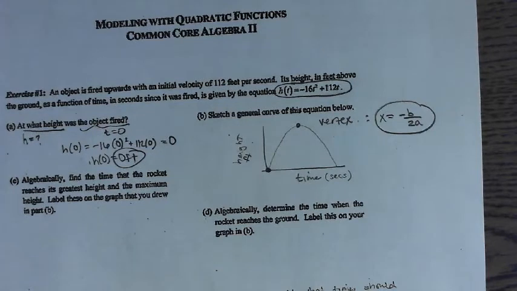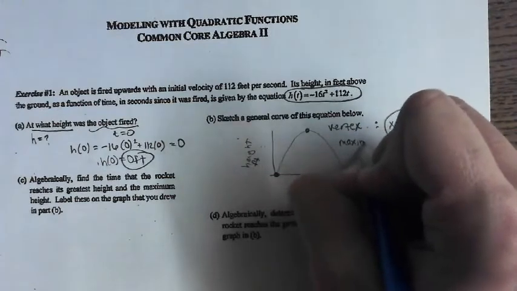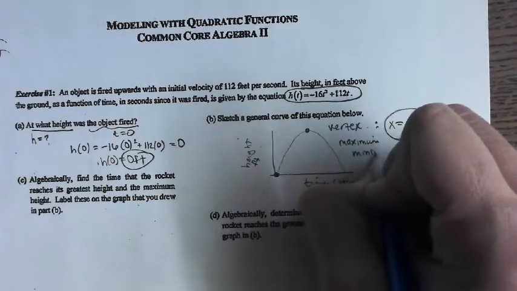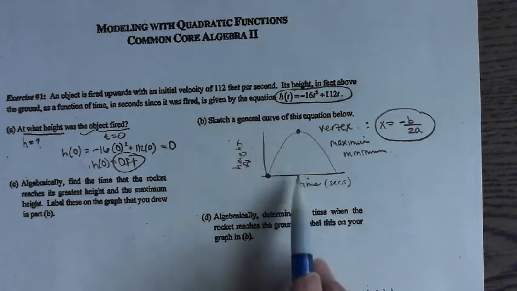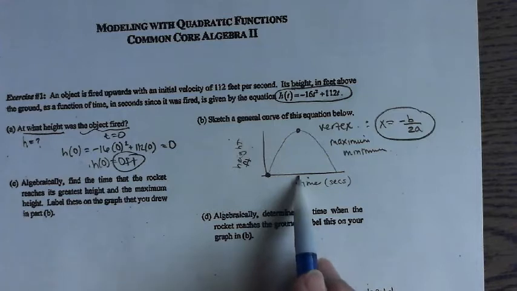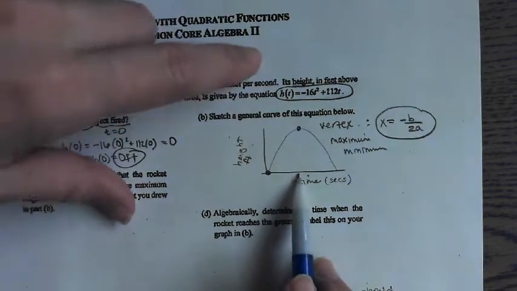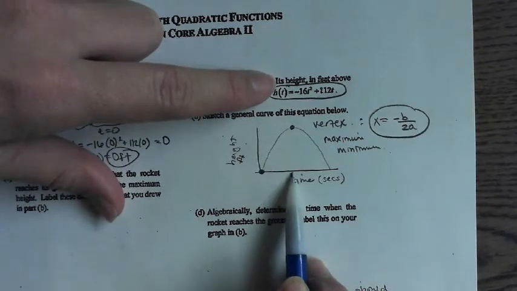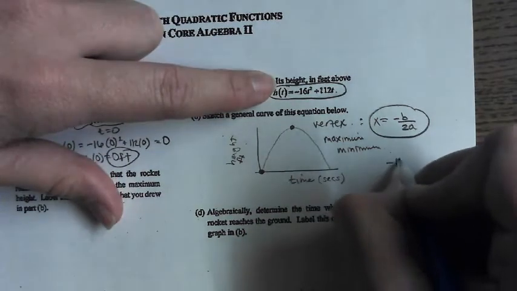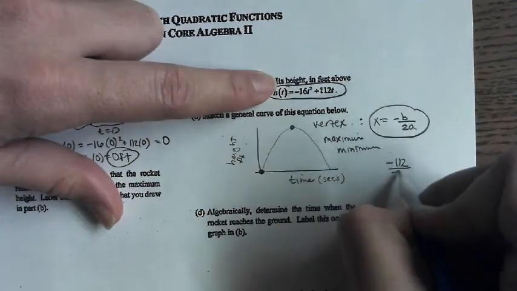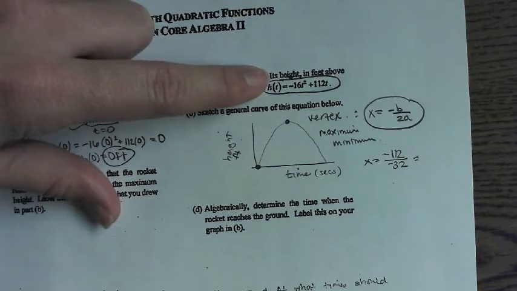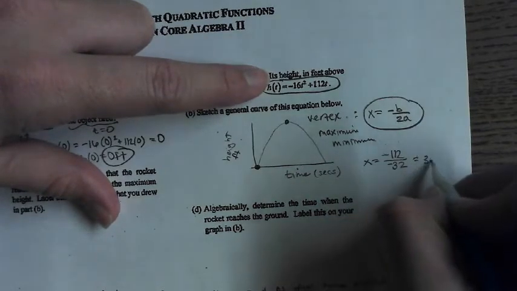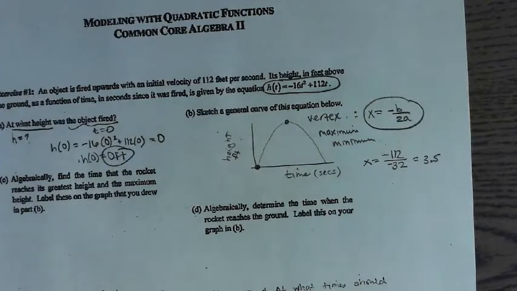So anytime you're asked to find a maximum or a minimum, I'm going to put all these buzzwords here. You need to calculate negative b over 2a. That'll give you the x-coordinate of your vertex. So in this case, it'll give us the time at which this is going to occur. So what is our b? 112. So negative 112 over 2a would be negative 32. That's going to be an x-coordinate of negative 112 divided by negative 32, 3.5. So that's 3.5 seconds in.